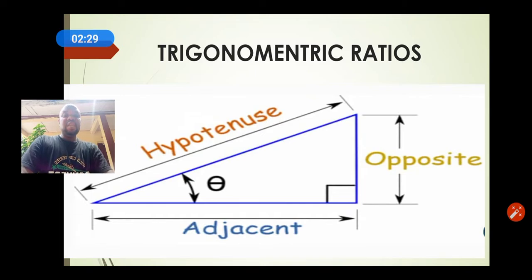I'll repeat again. The hypotenuse is the side that is opposite the right angle, while the opposite is the side that is opposite the given angle, while the remaining side becomes the adjacent.